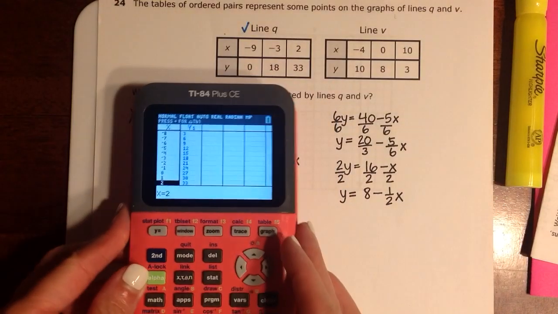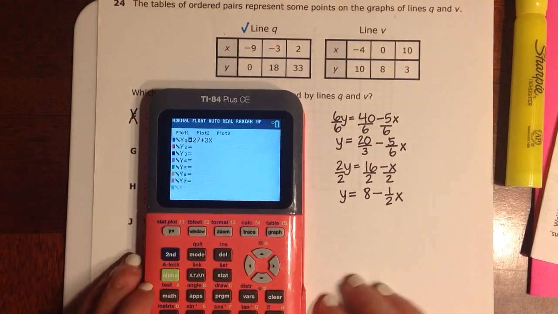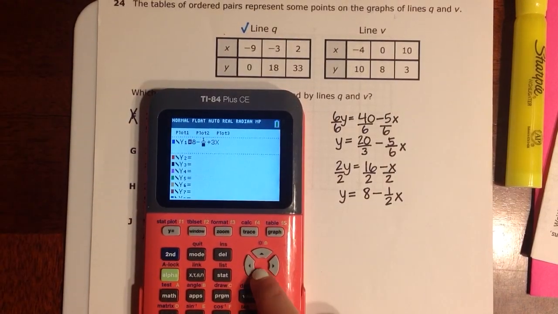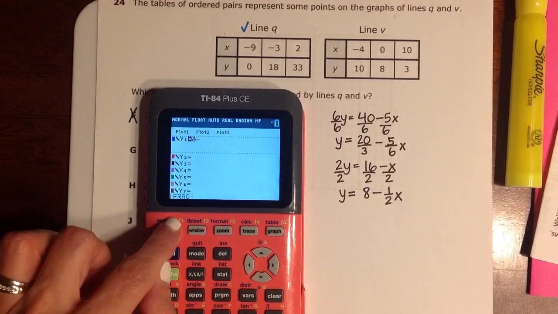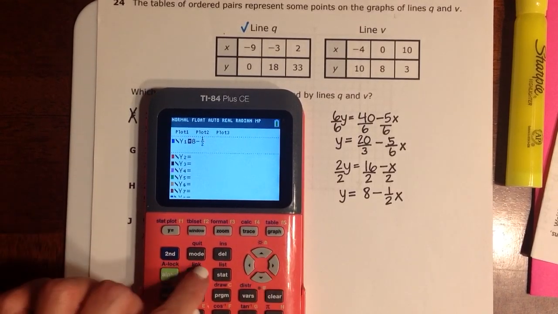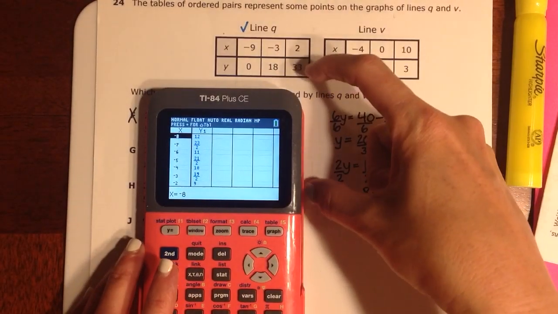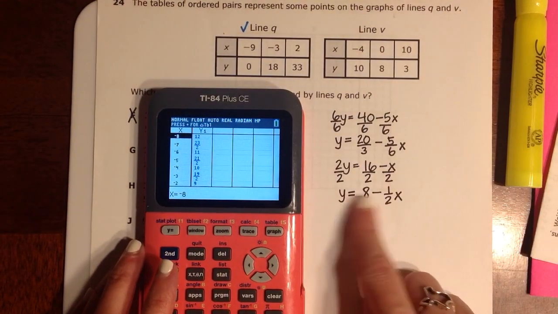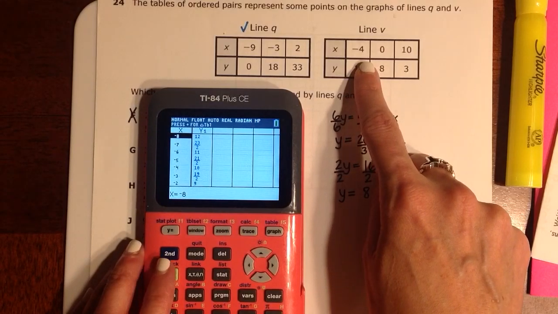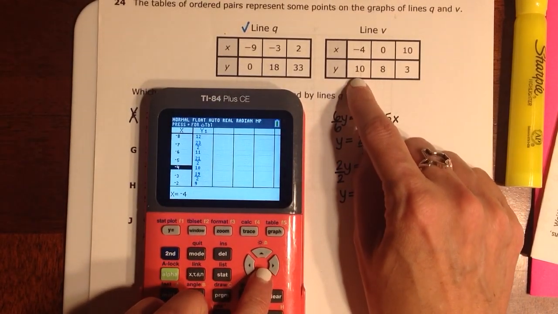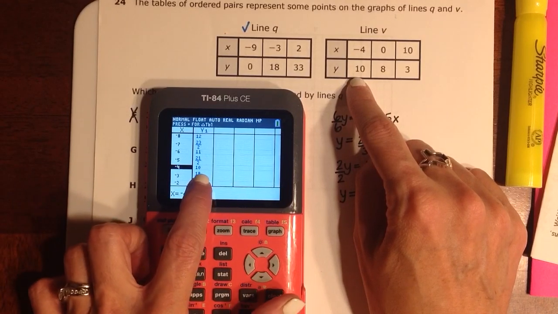Okay, so now I'm going to type in my other equation. So I'm going to go to y equals, and I'm going to type in 8 minus 1/2. Oh, I need to clear that out. 8 minus 1/2 x. And now I'm going to go to the table because, since the other equation matched line Q, I want to see, does this equation match the table for line V? Okay, so now I'm going to go to -4. When x is -4, I should get a y value of 10, and I certainly do.